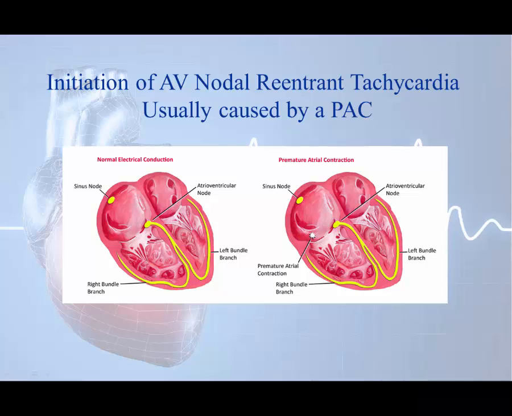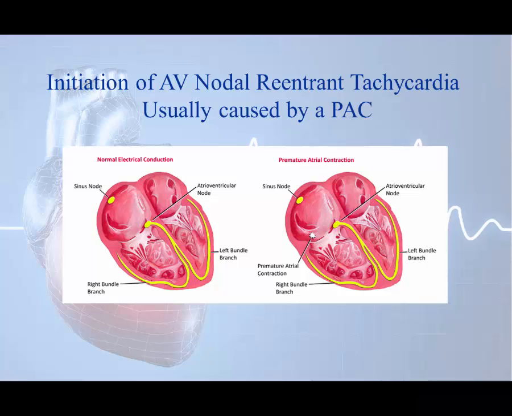Initiation of AV nodal reentry tachycardia is usually caused by a PAC. Heart rates for AVNRT are usually greater than 120, seldom less than 150, and can be up to 250. Clinical manifestations: palpitations, the patient becomes anxious and uncomfortable, and exercise tolerance is very low.